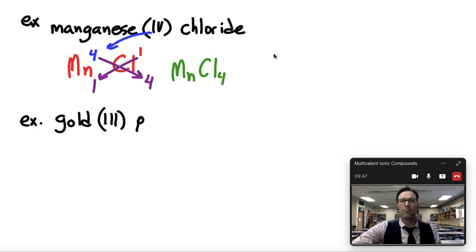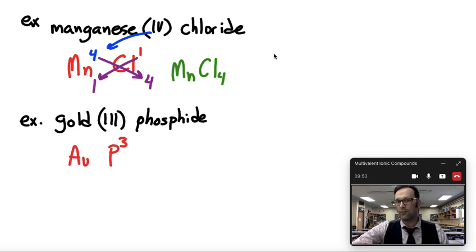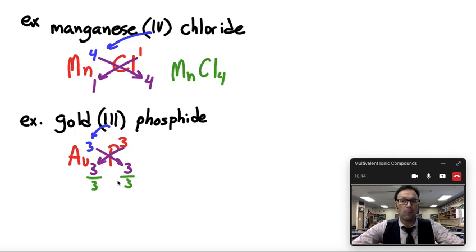Let's take another example, gold 3 phosphide. Symbol for gold, Au. Symbol for phosphorus, P, with the charge of 3. We take the 3, the Roman numeral 3, that is our charge for gold. We don't have to worry about picking which one because the name tells it all. Cross down the 3s. These ones can be reduced. In fact, we can divide this by 3 and that by 3, and this turns into a 1 and this turns into a 1. Never write 1s in a formula. And what do we have? AuP. That is your formula.